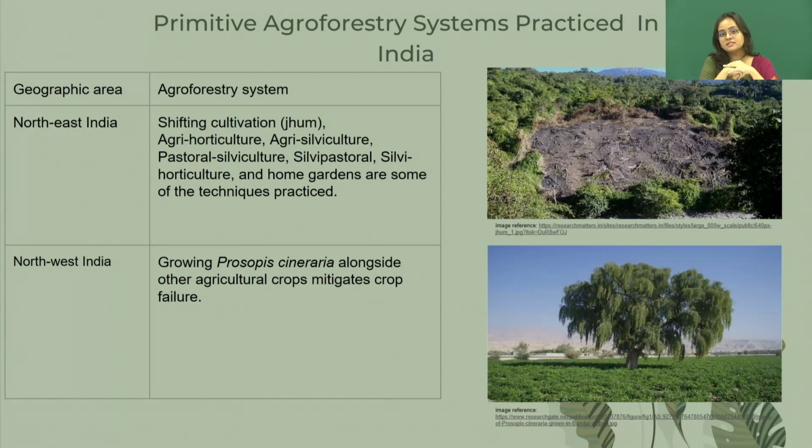In the northeastern states of our country, shifting cultivation or jhum is being practiced along with agrohorticulture, agro-silviculture, silvipastoral culture, etc. In western parts of our country, due to insufficient rainfall, farmers plant various plant species like Prosopis cineraria along the crop field to prevent crop failure issues.